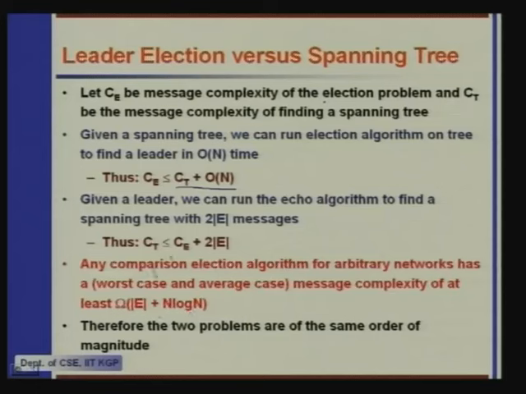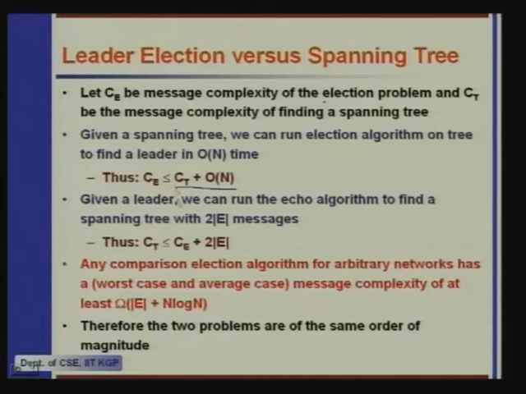Now, if you take this and these two inequalities, then we see that the two problems here are of the same order of magnitude. Why? Because CE is lower bounded by E plus n log n. So, when you add 2E to that, it is also lower bounded by E plus n log n. Therefore, CT is upper bounded by this complexity, E plus n log n.